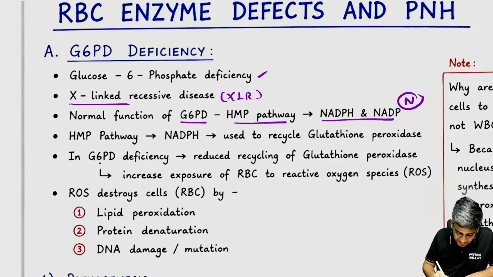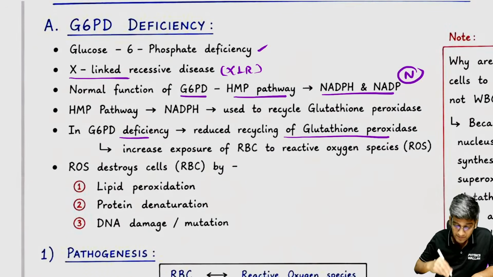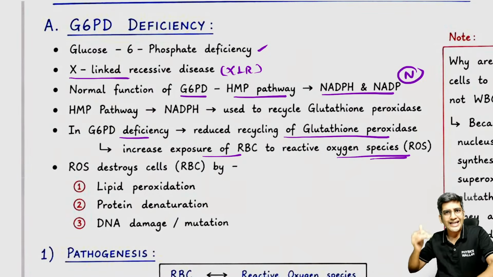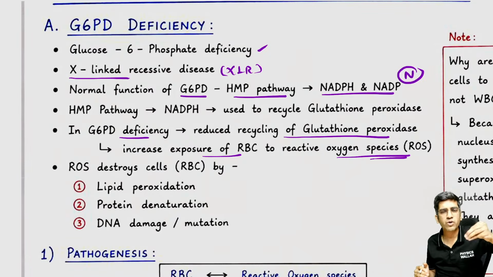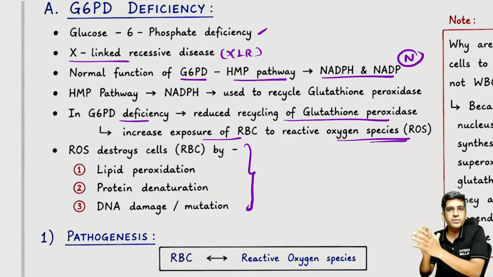If I have a G6PD deficiency, right? Here I'll have reduced recycling of glutathione peroxidase. Because of that, I'm going to have increased exposure to reactive oxygen species. Write it in the form of a bullet point or put it in the form of a flow chart, whatever is comfortable for you, do that, right? So ultimately, RBC will have destruction by reactive oxygen species.